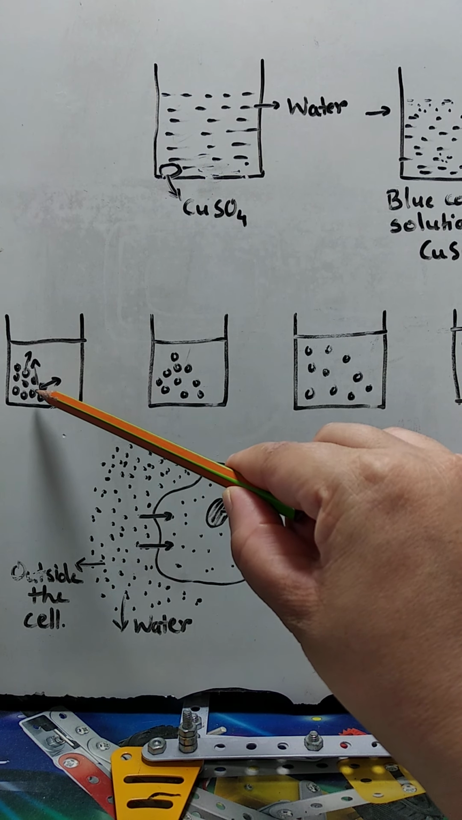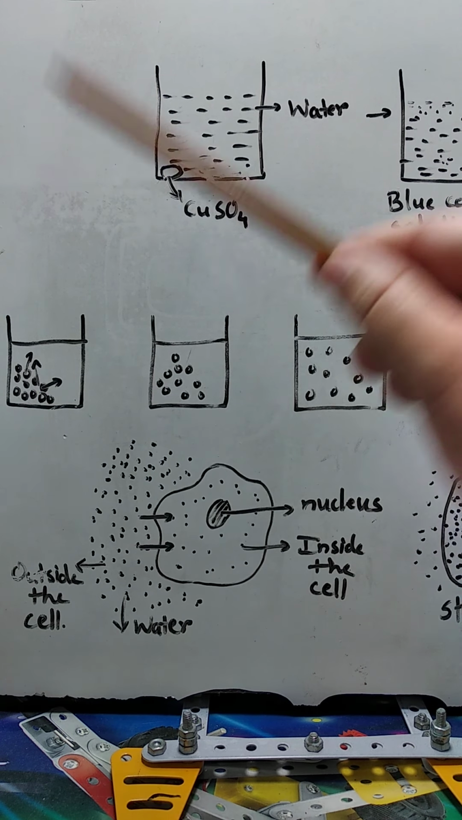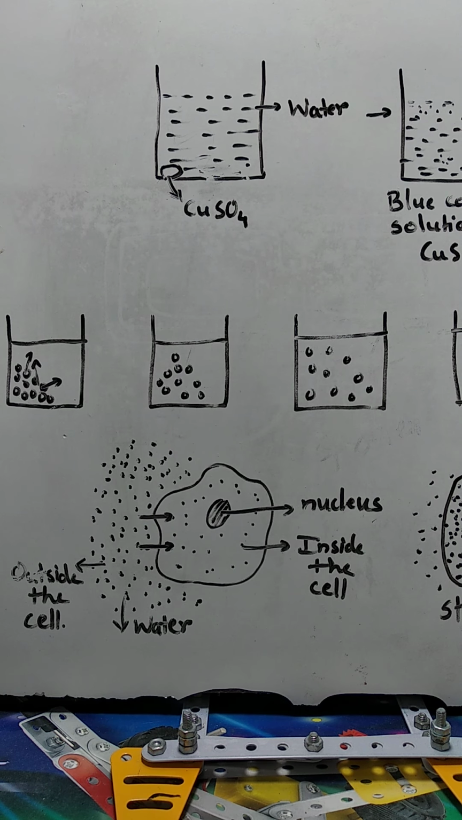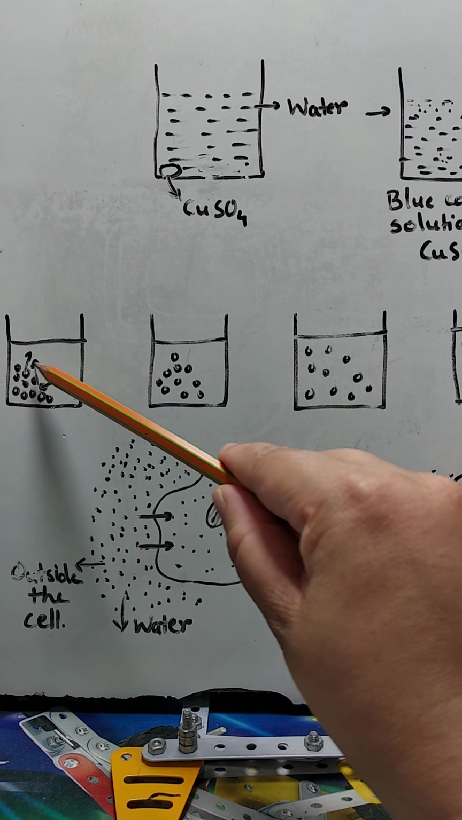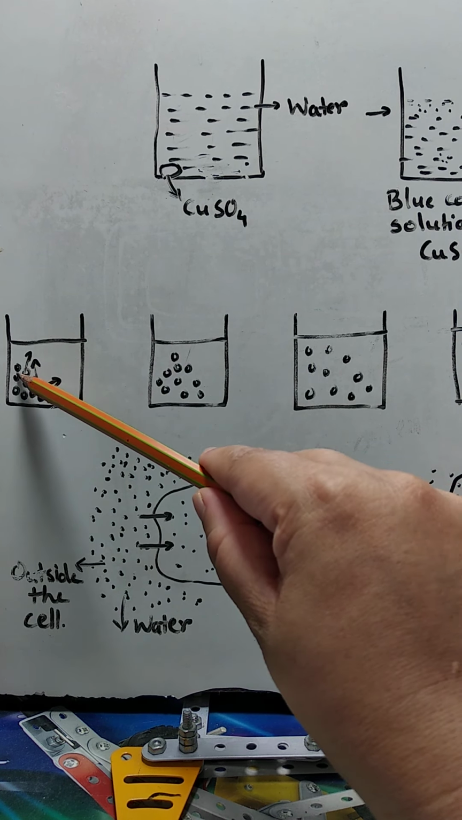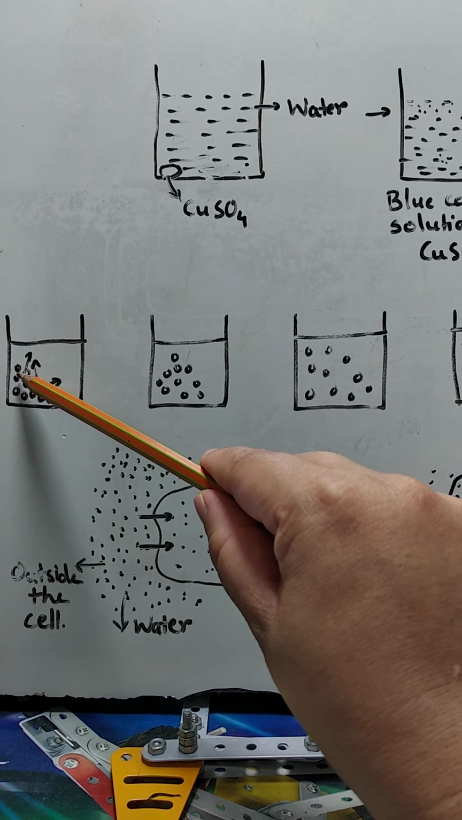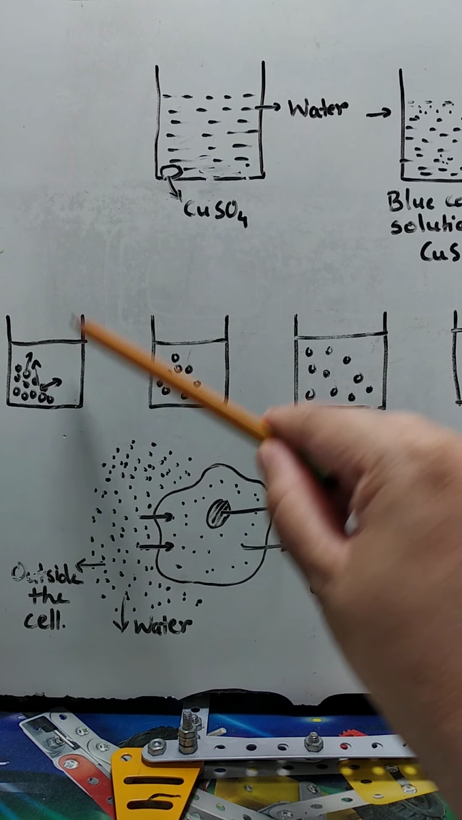And because of diffusion, what is diffusion? Diffusion is nothing but intermixing of particles. Which particles? Copper sulfate particles and water particles, on their own, without expenditure of energy. We have already said that diffusion is a type of passive transport, so there is no need of energy. Initially copper sulfate particles are concentrated in this region, so to attain equilibrium, some will start spreading.